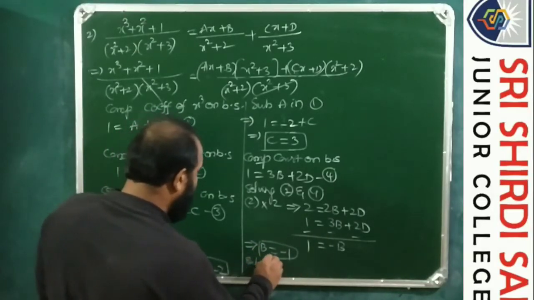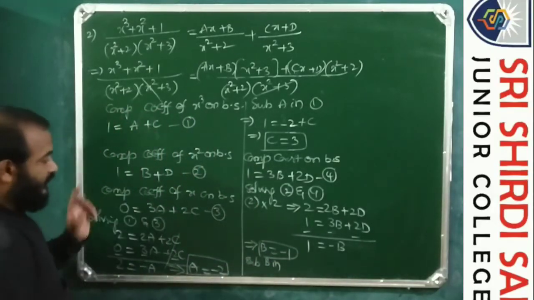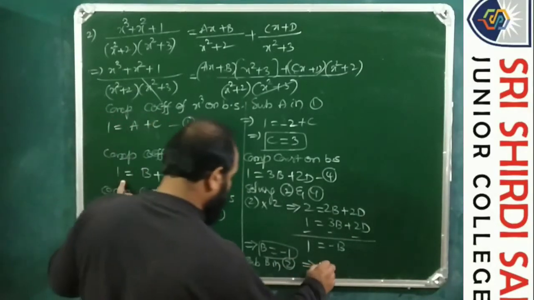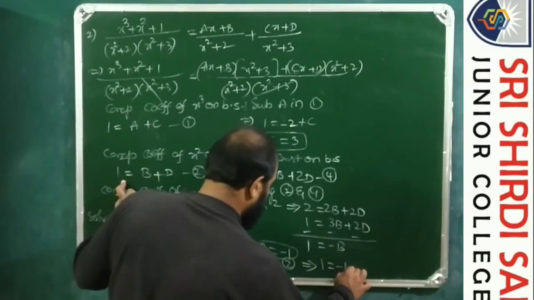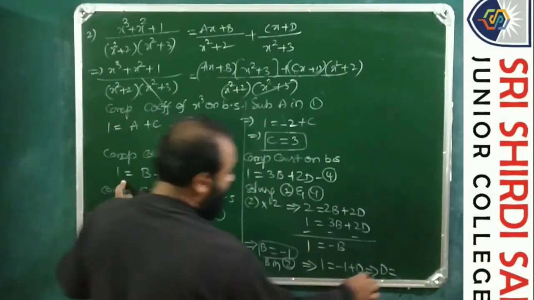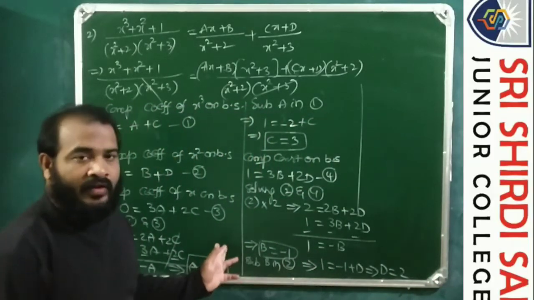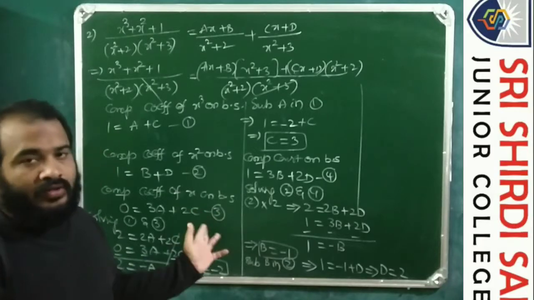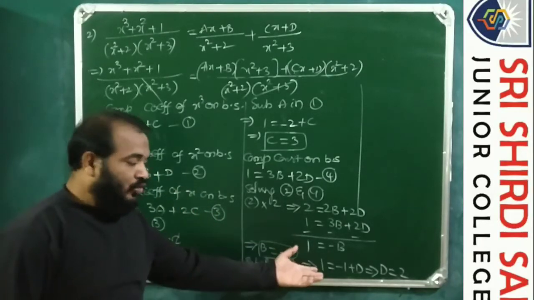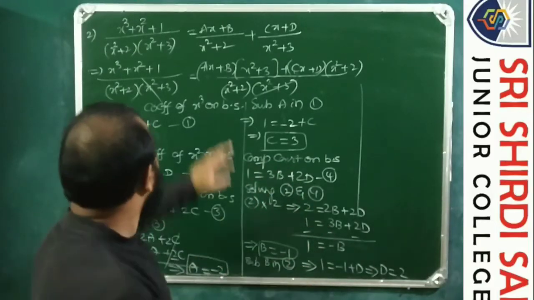Substituting b in the second equation, this is equal to 1 is equal to b value is minus 1 plus d. So d is equal to 1 plus 1 is 2. So therefore we have got the values for the constants a, b, c and d. So substitute here.